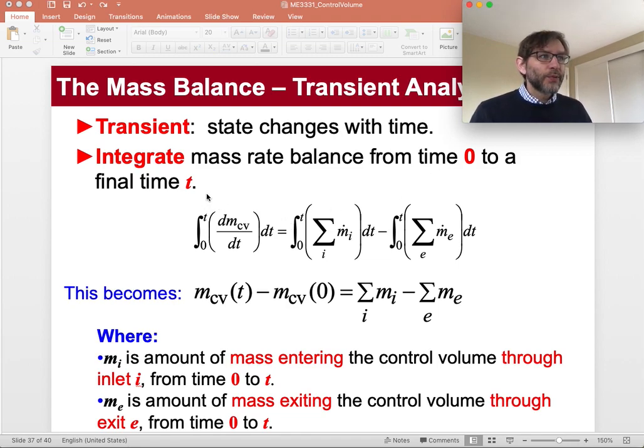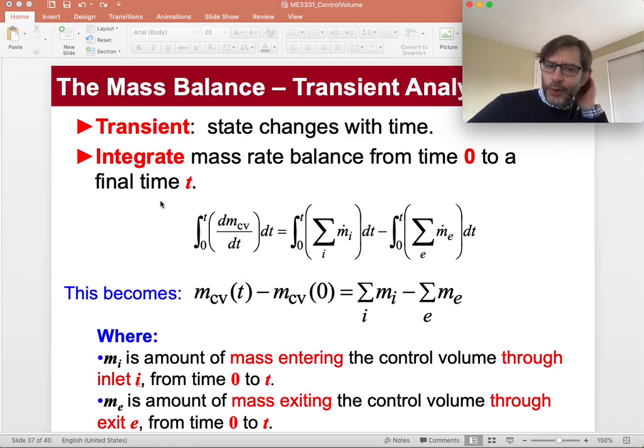First, we have to integrate the mass rate balance. This is just looking at the mass balance, the conservation of mass. The change in the control volume mass as a function of time is equal to what's coming in, the m dot i, minus what's coming out, the sum of everything coming out. Essentially, this becomes, if you integrate it from time 0 to a final time.